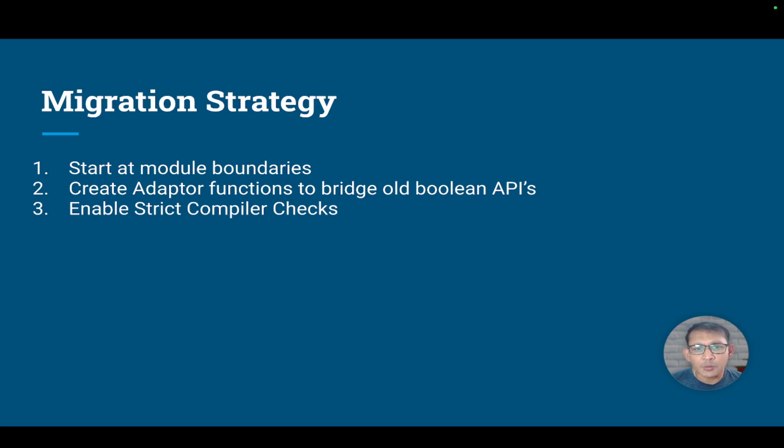Create adapter functions to bridge old Boolean APIs with new typed ones. This lets you migrate gradually without breaking existing code. Enable strict compiler checks to catch exhaustiveness violations early. Languages like TypeScript and modern Java can warn you when you haven't handled all possible cases.